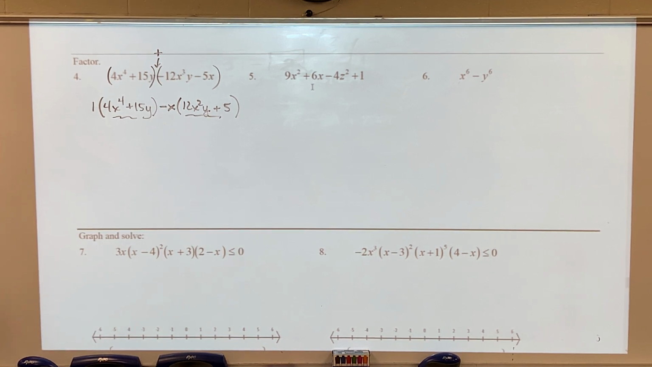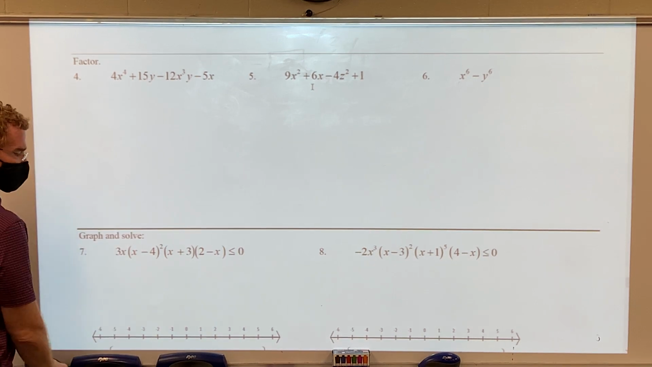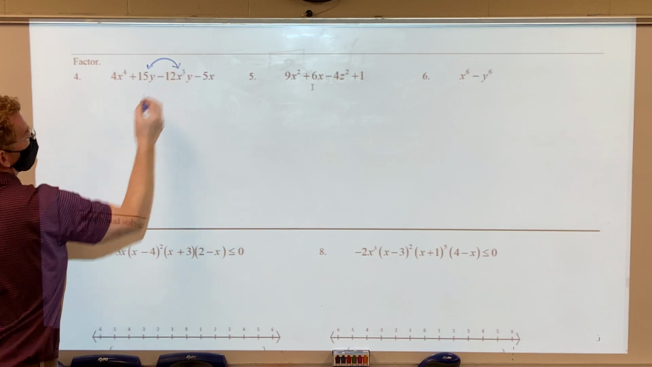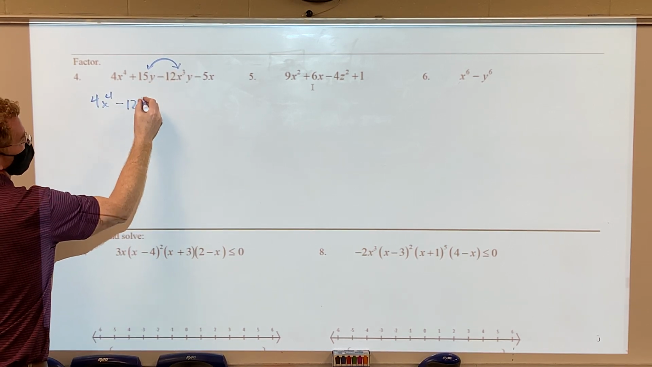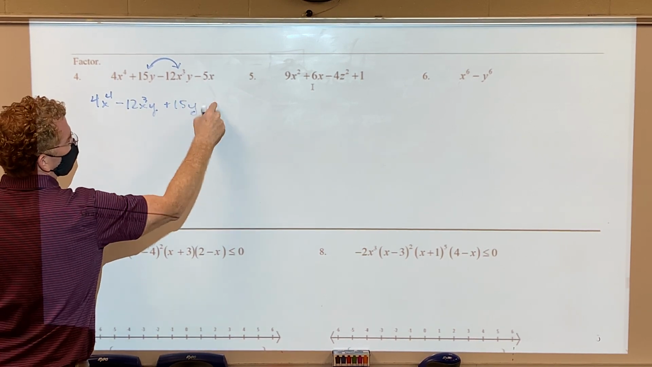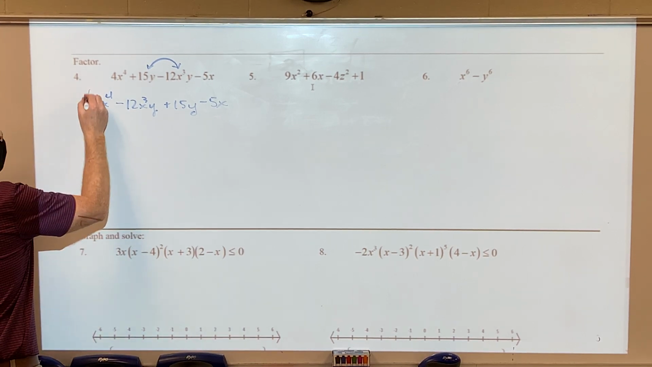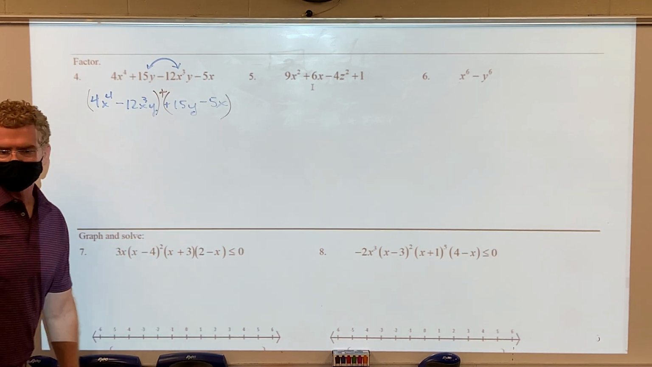Or maybe if you looked ahead without grouping them and said, wait a minute, this is not going to work well. If that doesn't work, then just do this. It's a nice, easy way to do it. Rather than trying to think about what would be grouped, just switch the two middle terms. And that would give me 4x to the 4 minus 12x cubed y plus 15y minus 5x, and then just group them again. And if they don't work this time when you group, then it's prime.